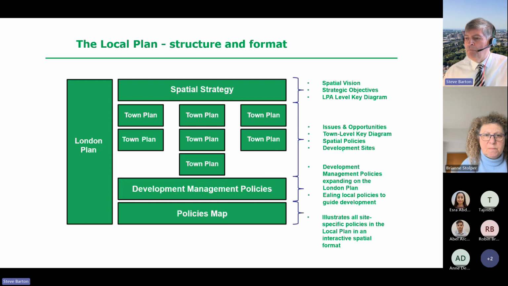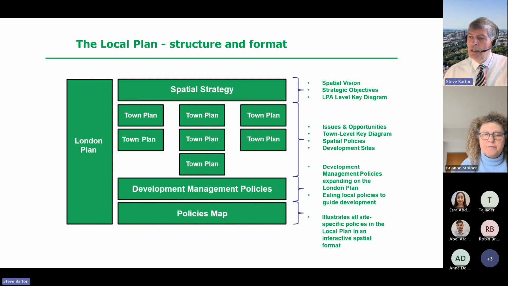The broad structure of the plan is illustrated on this slide. The first thing to say is that the London Plan is an integral part of our local development plan. The plan itself is then divided into the following. The first 2 chapters provide some introduction and set the scene. Chapter 3 is the spatial strategy, which sets out the overall spatial vision and strategic objectives, and includes a key diagram. Chapter 4 is the bulk of the plan, divided up into 7 individual town plans, also containing the suite of development sites associated with each town plan.